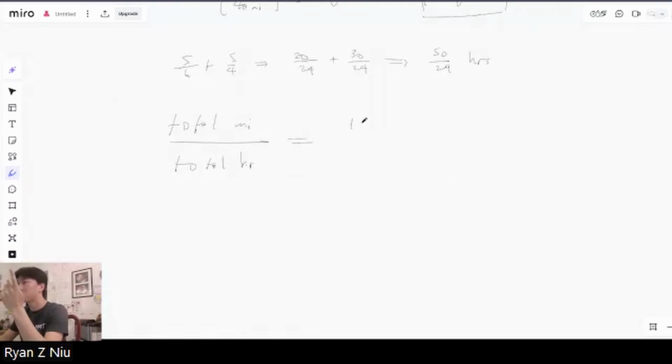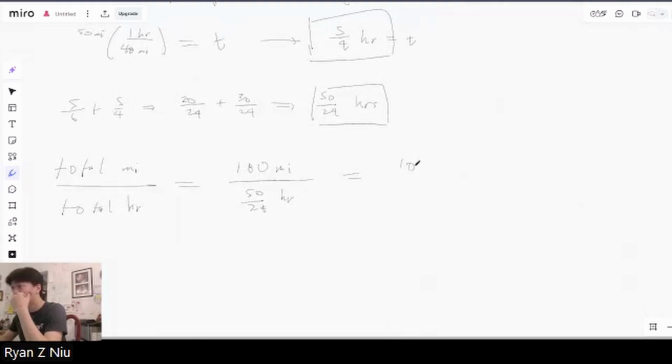Because back and forth, 2 times 50. And then now, with this total amount of hours that we just found, we're just going to put that in the denominator, right? And so this will become 100 times 24 over 50, right? And so 50 and 100 leaves a 2. So our final answer is going to be 48 miles per hour.